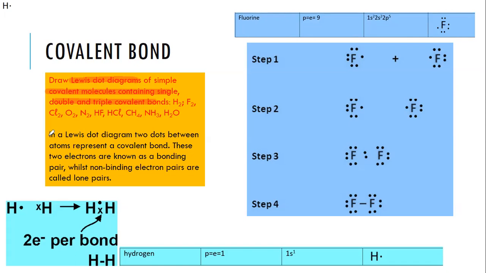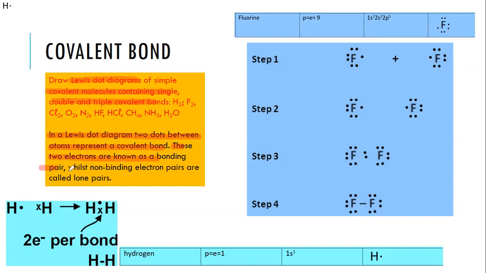And then in a Lewis dot diagram, 2 dots between the atoms represent a covalent bond, okay? It's a single covalent bond. If you have 4 dots, okay, which means it represents 2 pairs of electrons, that's equal to what we call a double covalent bond, okay? If you have 3 pairs of electrons, that is a triple covalent bond, okay? And then it's stronger than the double and single ones. And these electrons are known as bonding pairs, okay?